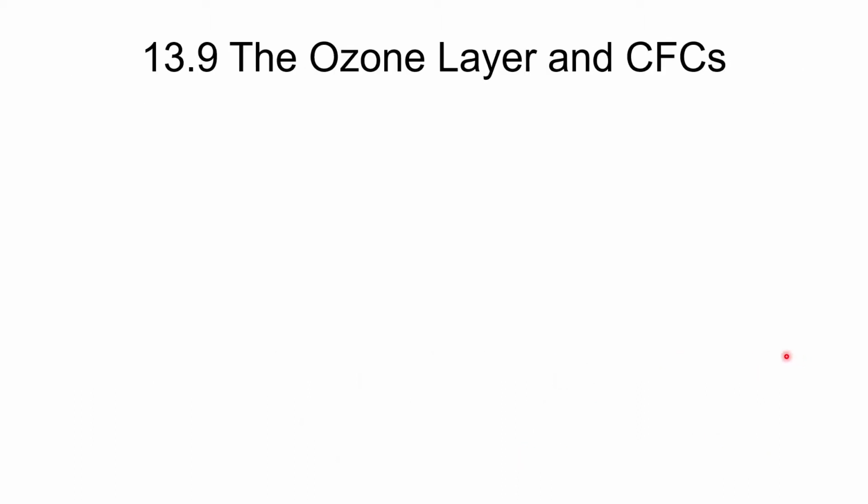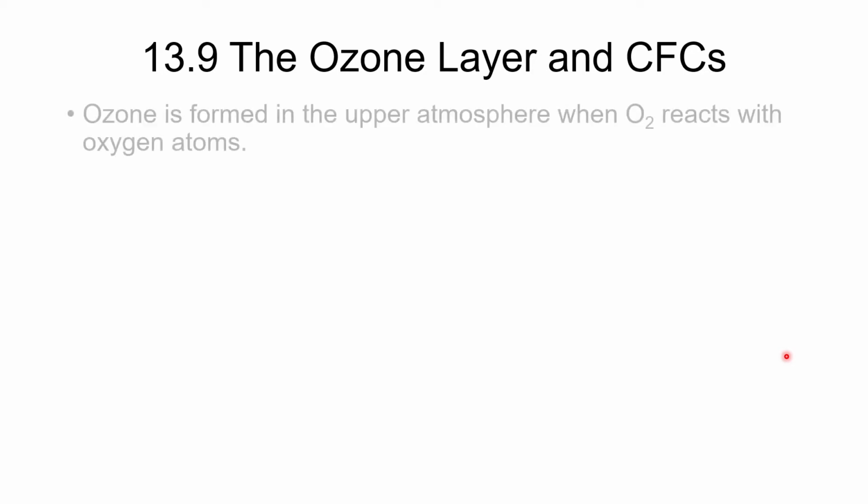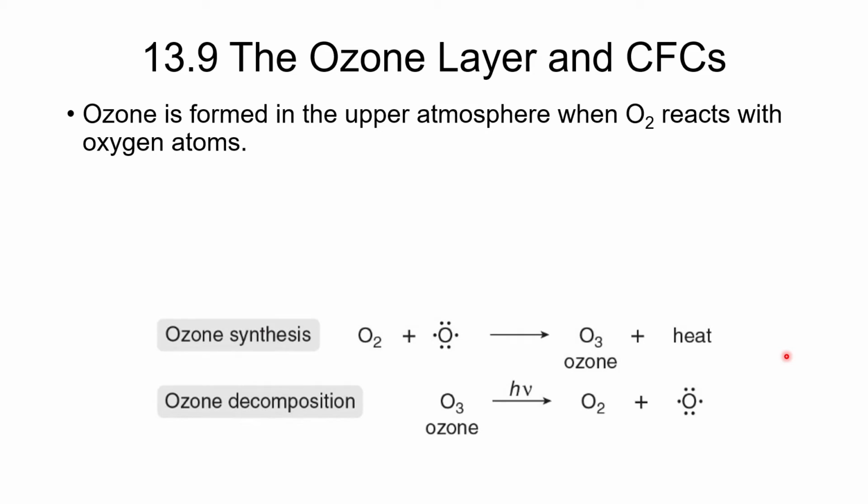All right. We want to look at the ozone layer and CFCs. CFCs are chlorofluorocarbons. But before we talk about CFCs, let's talk about ozone. Ozone, as you probably know, is elemental oxygen, but instead of 2 oxygens, it has 3 oxygens in the molecule. If you go into the upper atmosphere, into the stratosphere, this is where ozone synthesis will occur, in that upper atmosphere.